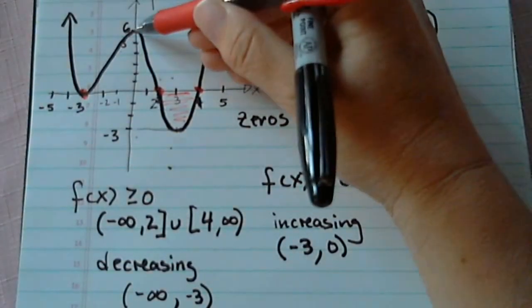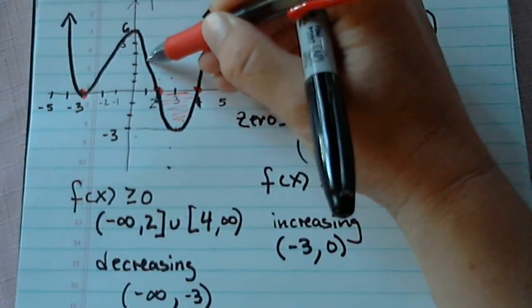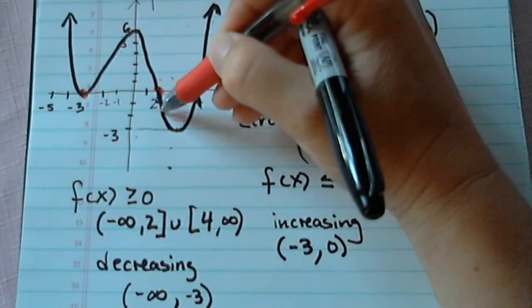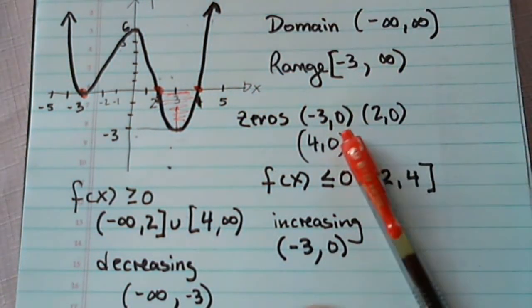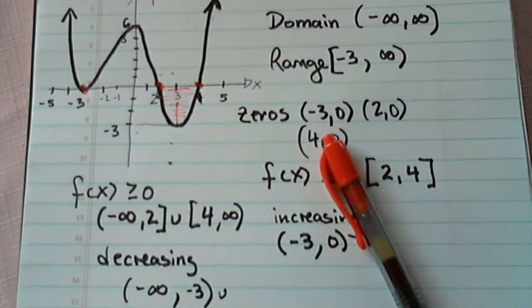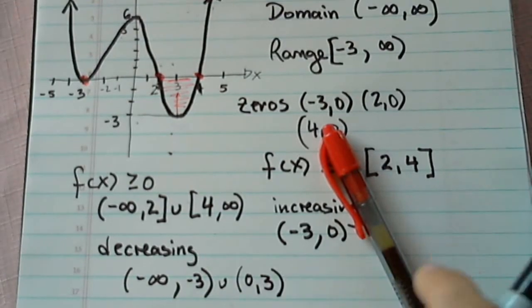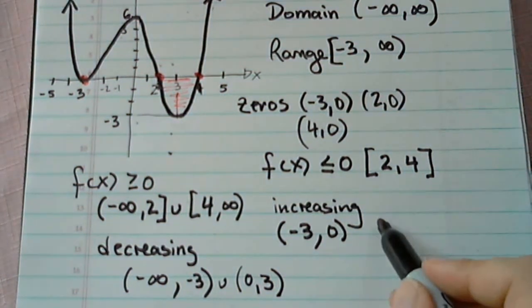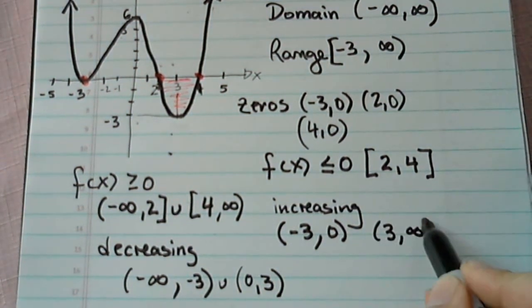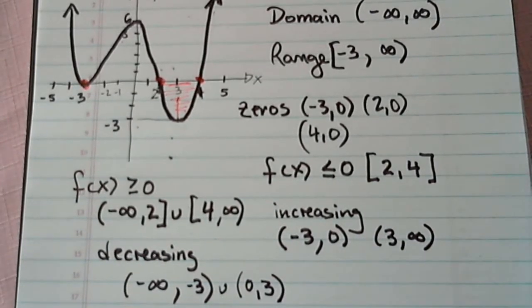Then if we trace again, we go down. We go down from 0, go down, go down, go down until we hit what kind of x value? 3. So decreasing from 0 to 3. And then we're going up again, which means increasing from 3 to infinity. Increasing and decreasing. What else could I be asking you?